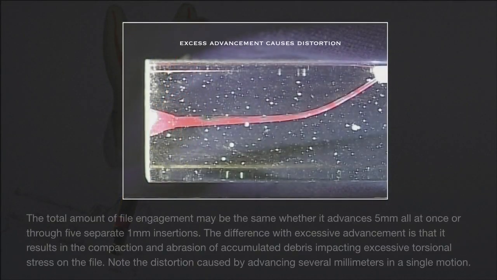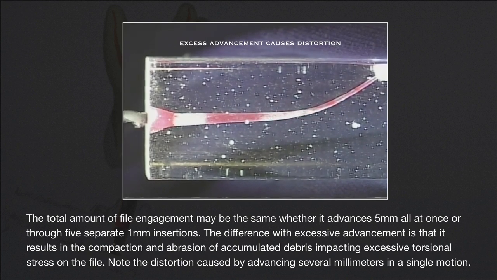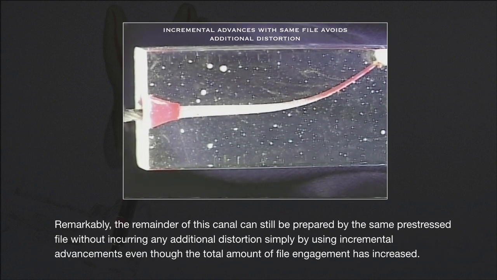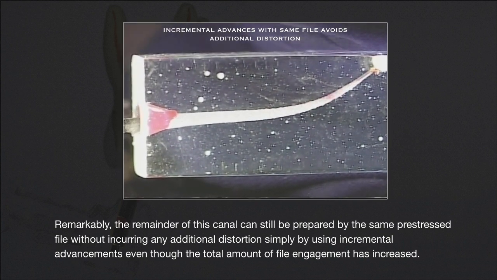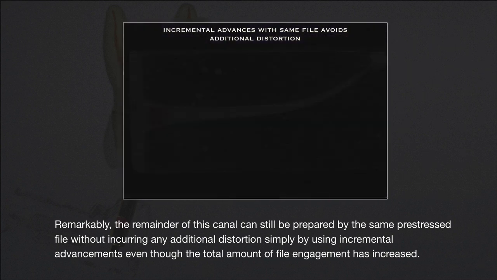The total amount of file engagement may be the same whether it advances 5 mm all at once or through 5 separate 1 mm insertions. The difference with excessive advancement is that it results in the compaction and abrasion of accumulated debris, impacting excessive torsional stress on the file. Note the distortion caused by advancing several millimeters in a single motion. Remarkably, the remainder of this canal can still be prepared by the same pre-stressed file without incurring any additional distortion simply by using incremental advancements, even though the total amount of file engagement has increased.